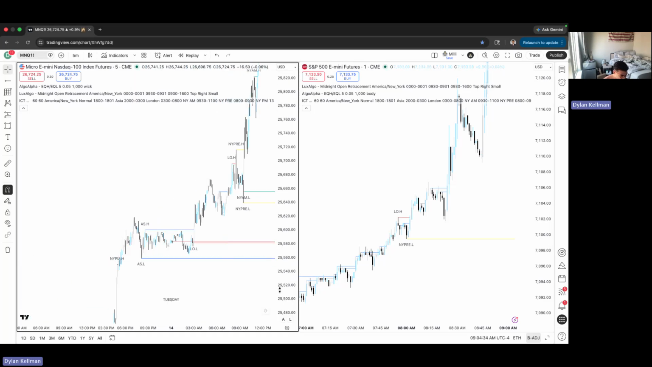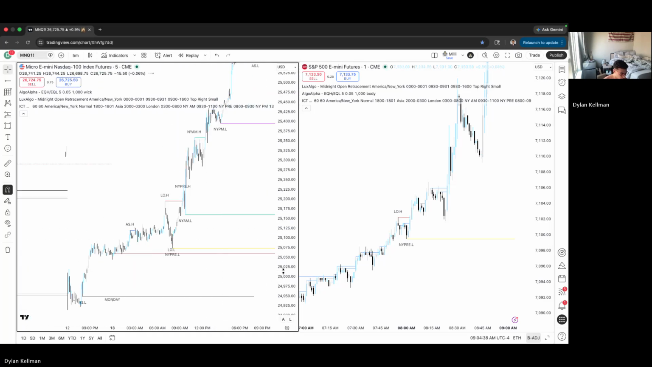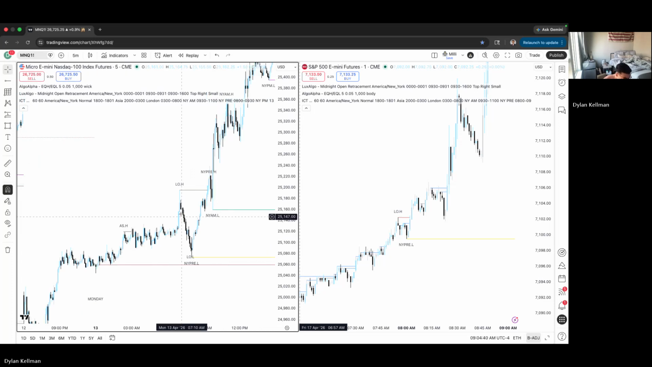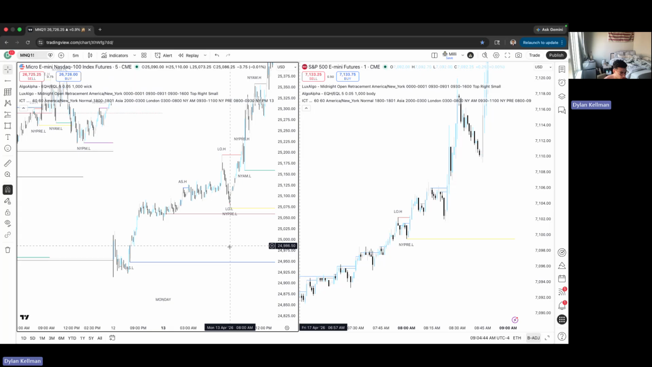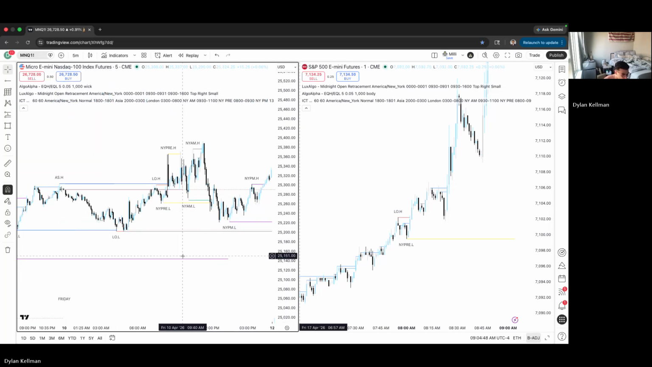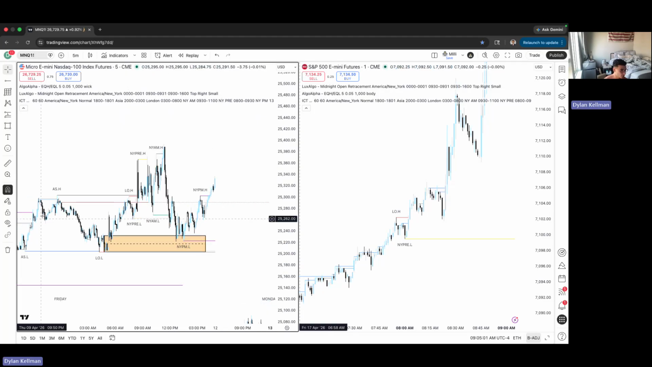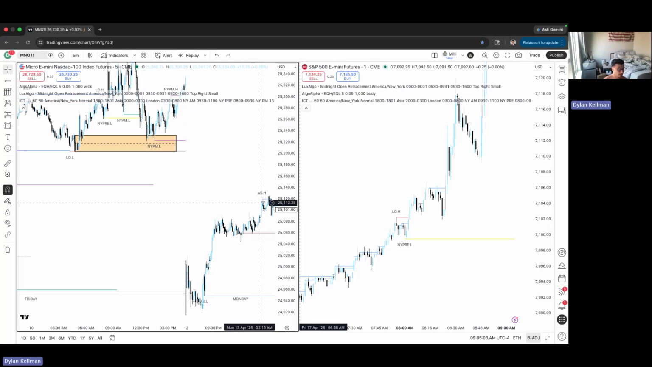Let's find a better example of that. No, this is so bad. Yeah, okay, perfect. This will play here. Okay, there's your order block, right? And what does it do? It constantly holds until we have this massive gap down, right?